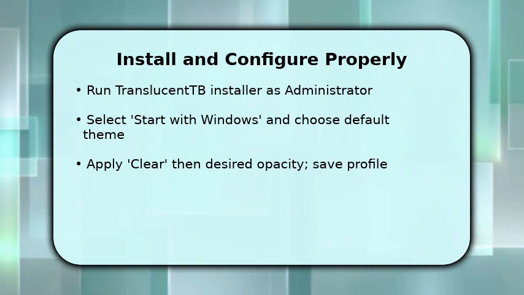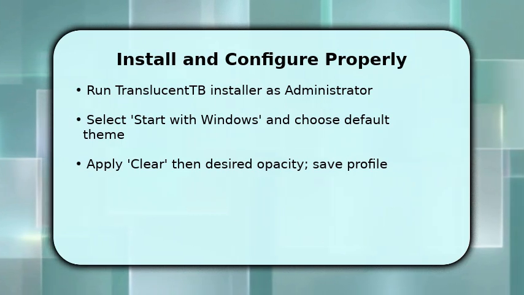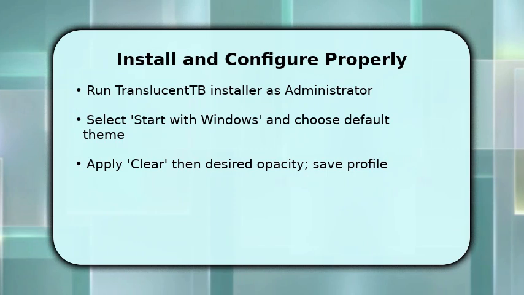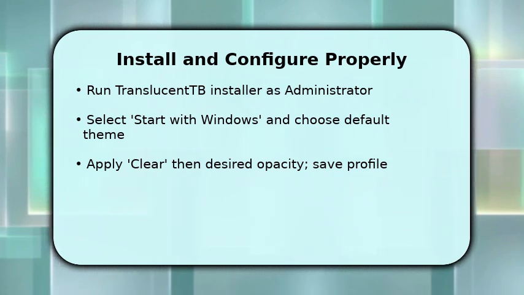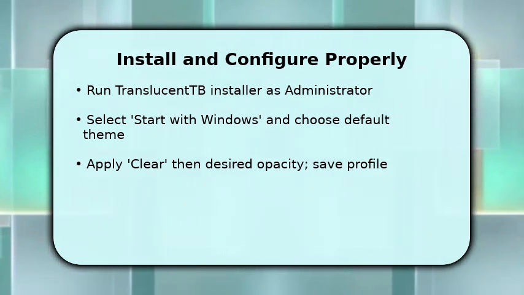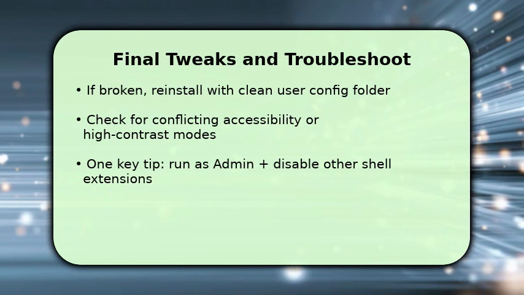Apply the built-in clear theme first to validate rendering, then adjust opacity and blur to taste. Make sure to save a profile. These steps ensure the app initializes reliably and that your chosen settings persist across restarts, avoiding intermittent failures caused by race conditions. Finish by confirming TranslucentTB loads after a full reboot.